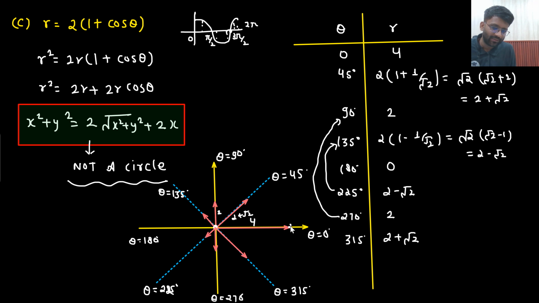So you are starting with the maximum, and then the distance keeps going down, keeps going down, then it becomes 0 here. Then here it keeps going up, and then it becomes 4 here. Starting with 4, then 2 plus under root 2, then 2, then 2 minus under root 2, then 0. This is how the distance is going.